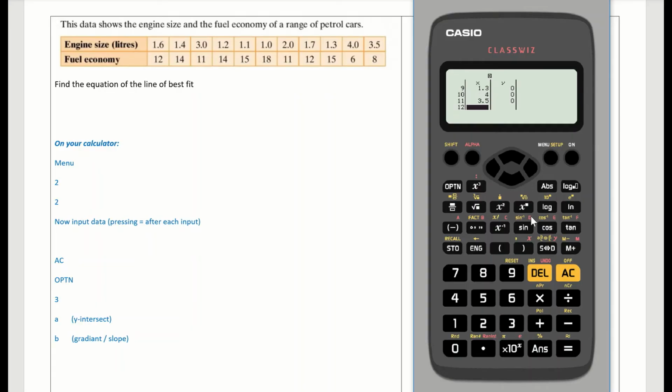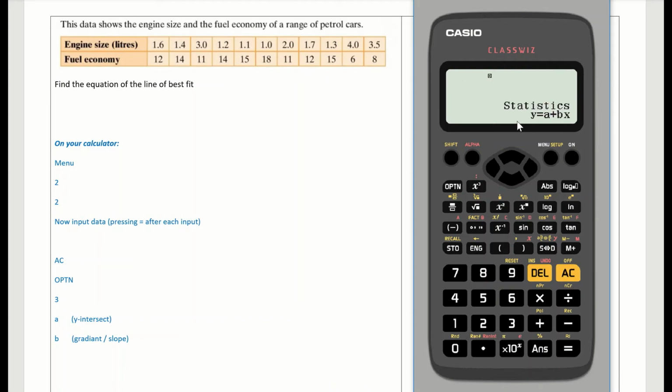We then scroll back up and we are now going to input the y part, the fuel economy. So 12 equals 14 equals 11 equals 14 equals 15 equals 18 equals 11 equals 12 equals 15 equals 6 equals 8 equals. Now we want to save the data, so we press the AC button on our calculator.